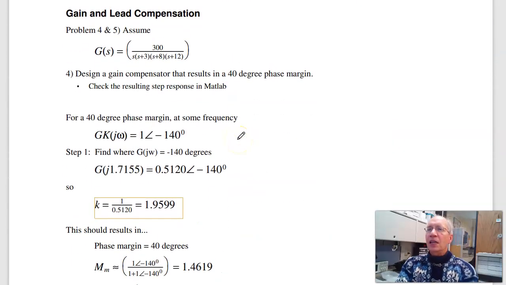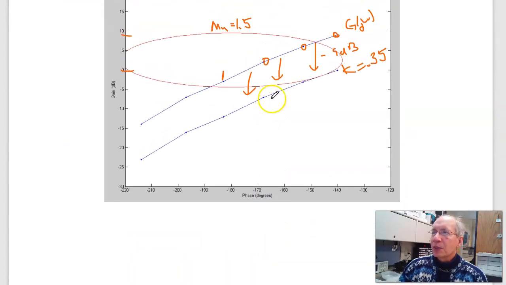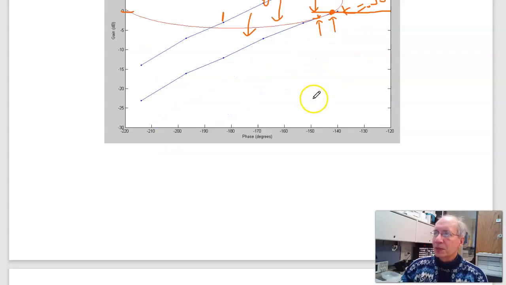Problem 4 then is design a gain compensator for 40-degree phase margin. Then check the response in MATLAB. So what you're doing with phase margin is on a Nichols chart, I've got an M circle. I want to be tangent at this point. That point's kind of a hard point to find. So instead what I'm going to do is when the open loop gain is 0 dB, find this point right there. Hit the M circle when the open loop gain is 0 dB. And this is the point that I really want, hard to find. This point's easy to find. The 2 points are almost the same, usually. So designing for phase margin is about the same as designing for resonance.